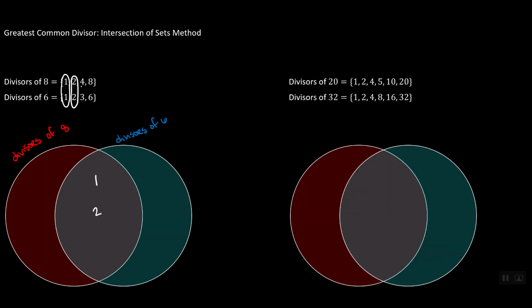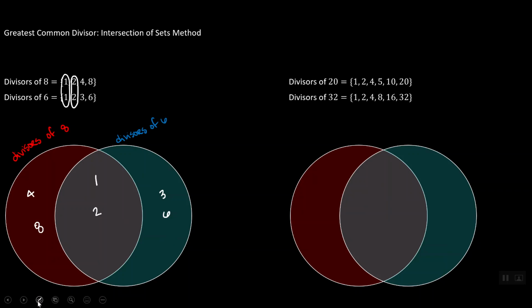And then we'll put the remaining divisors of 8, 4, and 8 inside of the red circle, but outside of the blue circle. And the remaining divisors of 6, 3, and 6, we'll put those in the blue circle, but outside of the red circle. This helps us separate all of the divisors so that we can see the ones that we do have in common a little more easily.